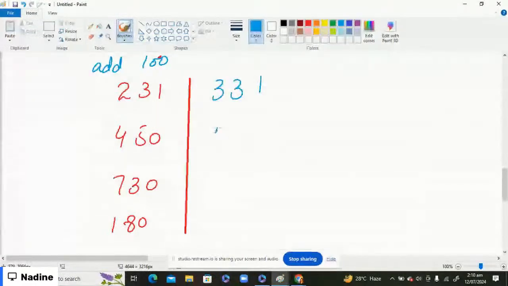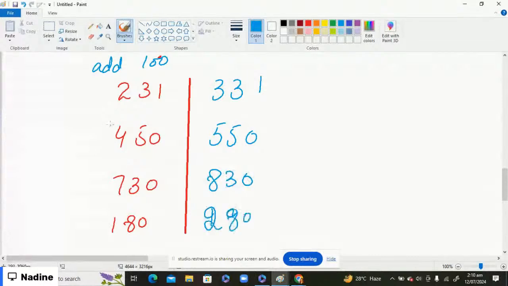460 plus 100, that is 560. 730 plus 100, that is 830. 180 plus 100, that is 280. Understand? These are all your inputs and these are your outputs. So for the outputs, we are going to add 100 to each number. Understand? These are the questions that we solve in these ways.